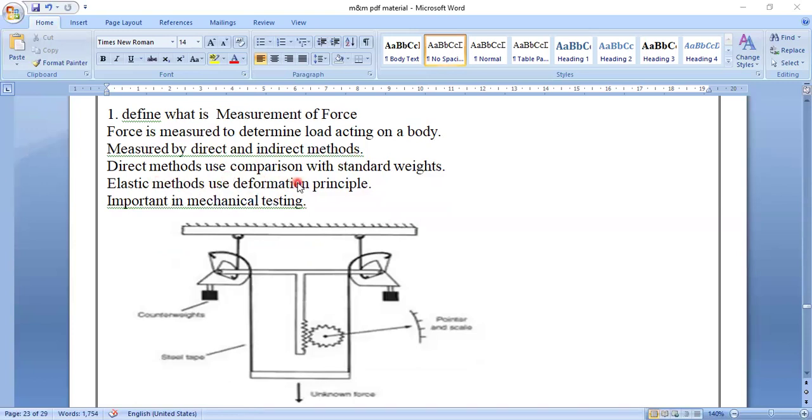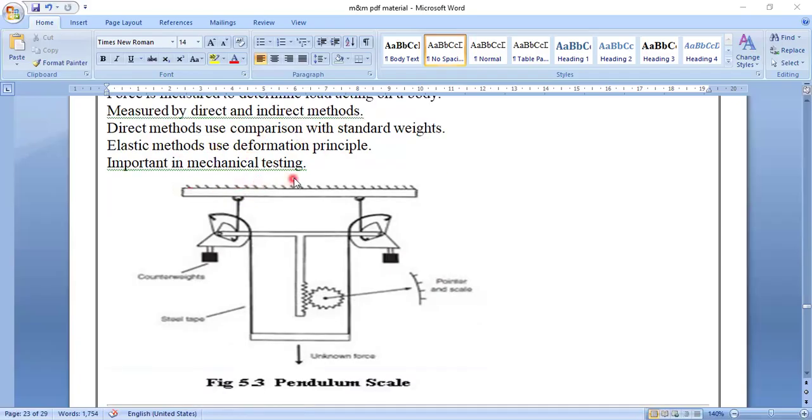Direct methods use comparisons with standard weights. Whatever you are measuring, that weight is compared with the standard. Elastic methods use deformation principles, meaning some rubber-type elastic springs are used. If they deform, the deformation is read on the display, which is also called force measurement. Force is shown in the form of displacement, or a standard value and a comparison value are compared. These are important in mechanical testing.